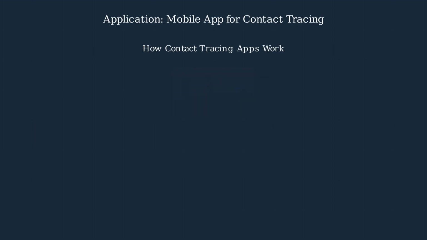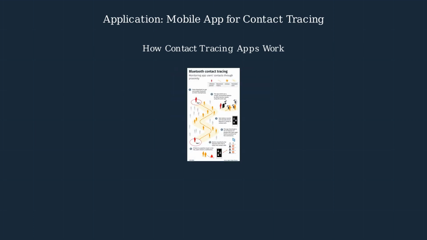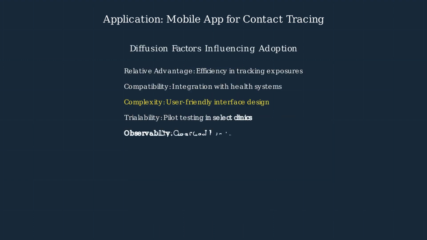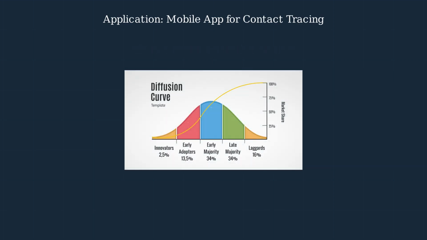The app creates a traceable zone around each user, monitoring proximity to others while maintaining privacy. This technology needed to be explained clearly to encourage adoption. Several factors from innovation diffusion theory influenced adoption rates. The user-friendly interface design was particularly important in reducing perceived complexity. By following principles of innovation diffusion theory, contact tracing apps moved beyond early adopters to achieve widespread implementation in health systems.